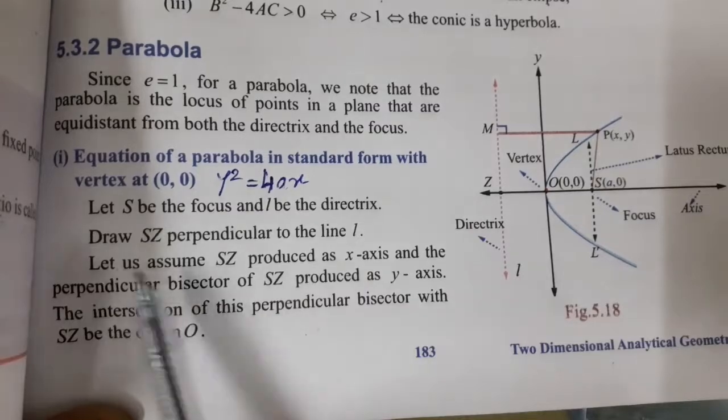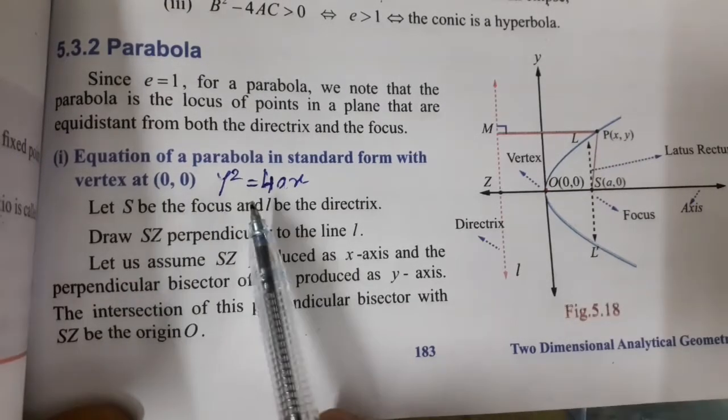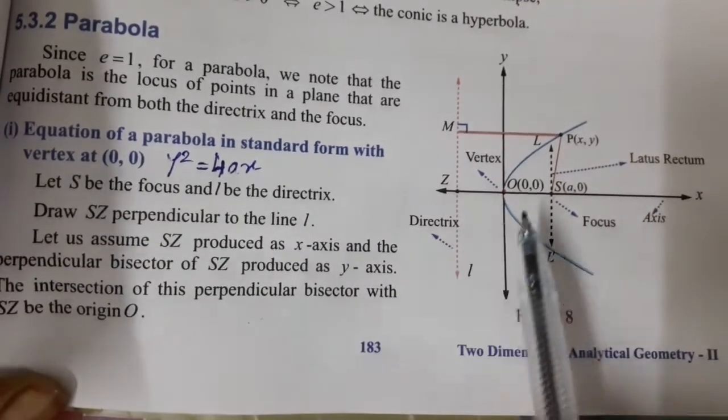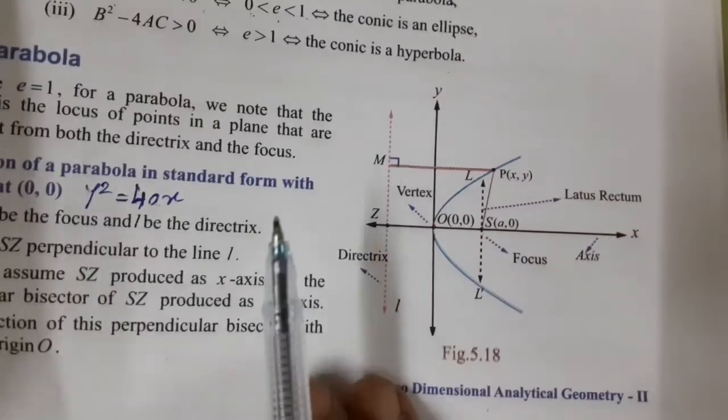Equation of parabola in the standard form with vertex at the origin is y square equal to 4ax. See, listen here, this is clearly given in the book, explained in the book itself.